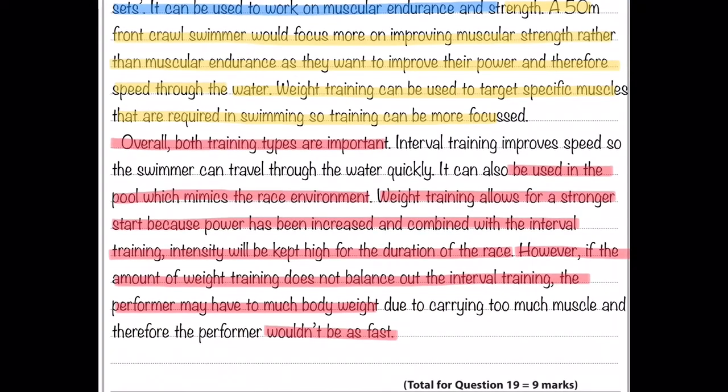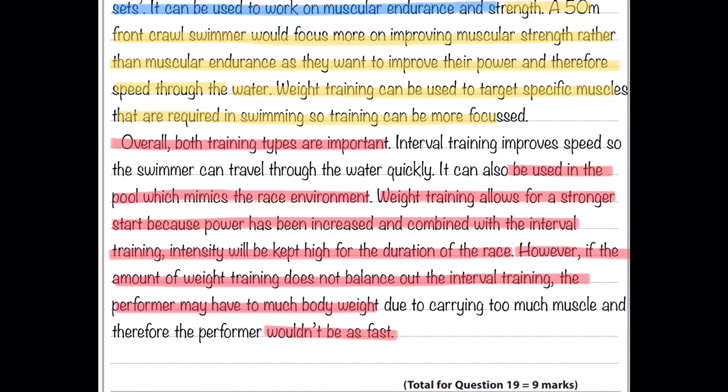So overall, both training types are important, so that's our judgment. We're saying both are important. Interval training improves speed, so the swimmer can travel through the water quickly. It can also be used in the pool, which mimics the race environment. Weight training allows for a stronger start because power has been increased, and combined with the interval training, intensity will be kept high for the duration of the race.